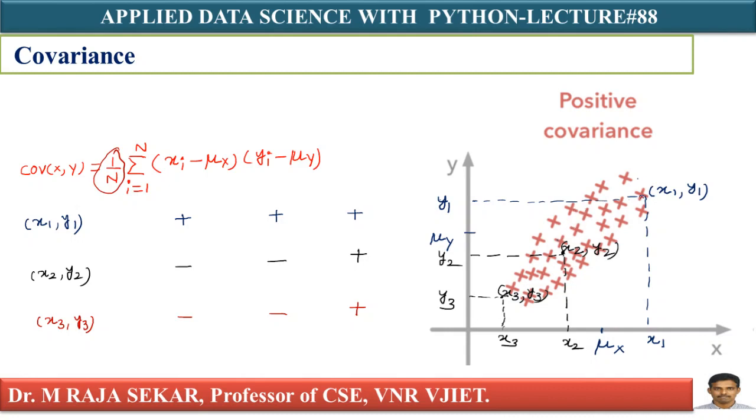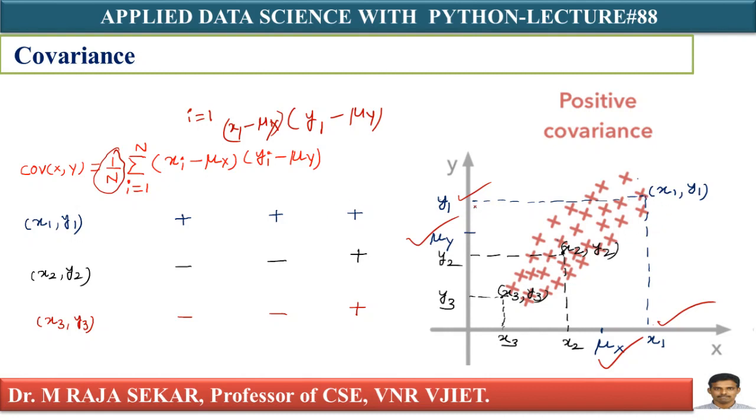Let me take one particular point on this pattern. Let me say this is x1, y1. If it is x1, this will be x1, and this will be y1, isn't it? It's simple elementary mathematics. If you have the x1, y1 point here, this represents x1, this represents y1. Therefore, this 1 by n is positive. Let me consider i equal to 1. I equal to 1 means x1 minus mu of x into y1 minus mu of y. Let me say this is mu of x, this is mu of y.